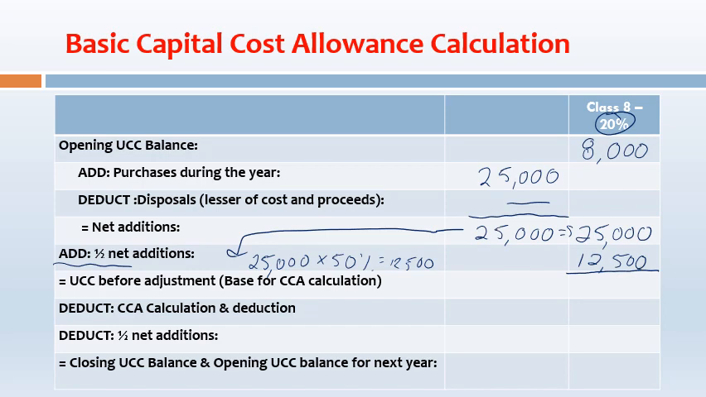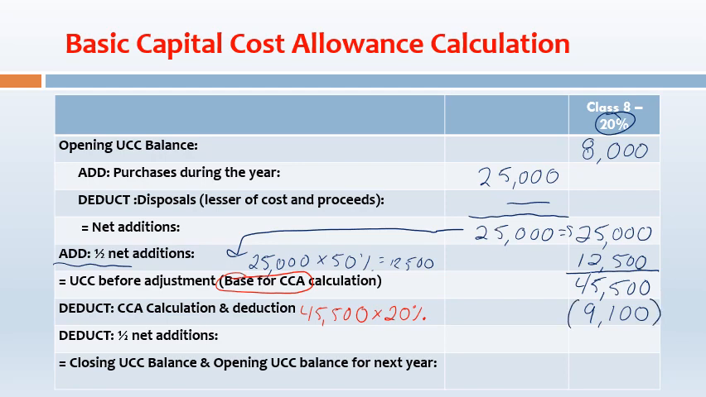So let's add everything up here. If I add all of these numbers together, I get 45,500. Now 45,500 is the base that I'm going to use for my CCA calculation. Now let's calculate CCA. 45,500 multiplied by my rate, which is 20%. 45,500 times 20% off the top of my head is, I believe, $9,100. Remember, this is a deduction, so this is the amount that's going to be removed from the pool.